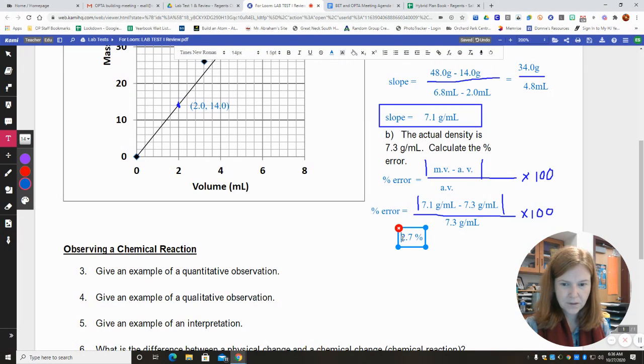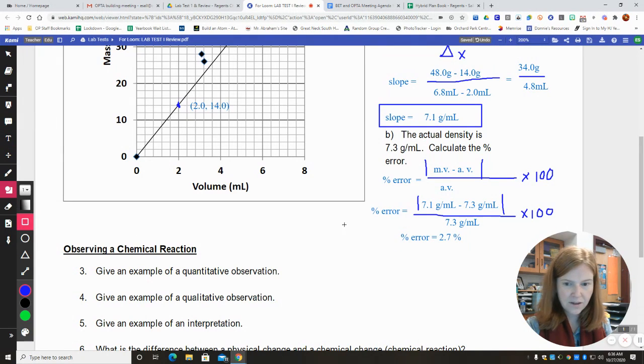2.7%. Probably worth actually labeling. Percent error is 2.7%. And then it is always helpful to put a box or a circle around your final answer. Okay. So that's it.